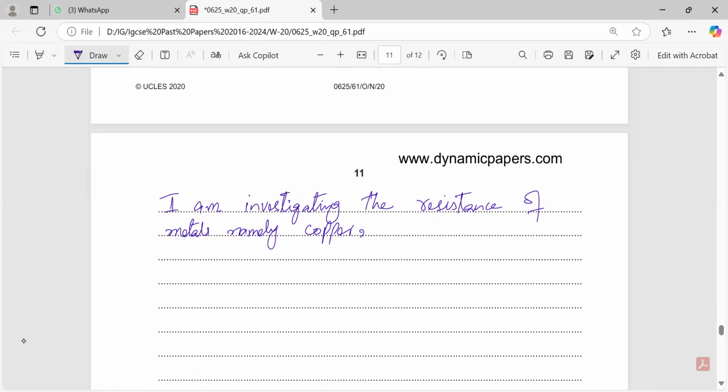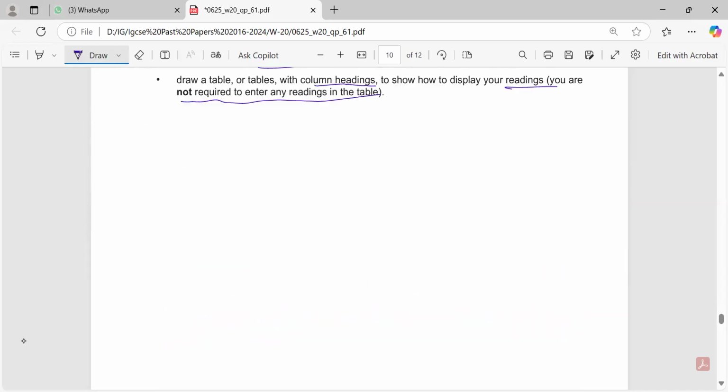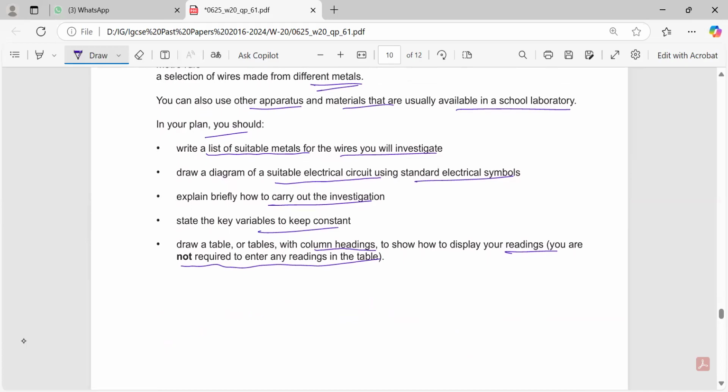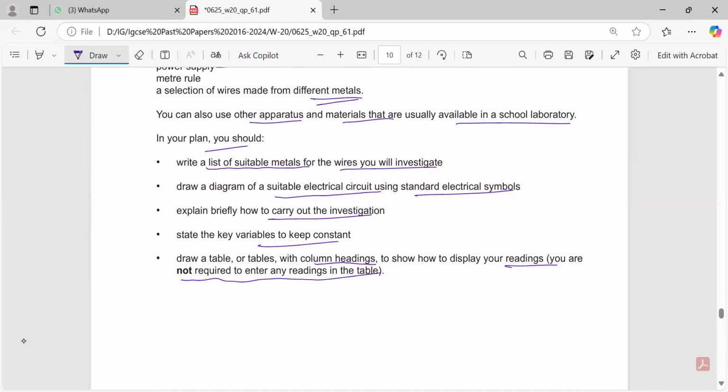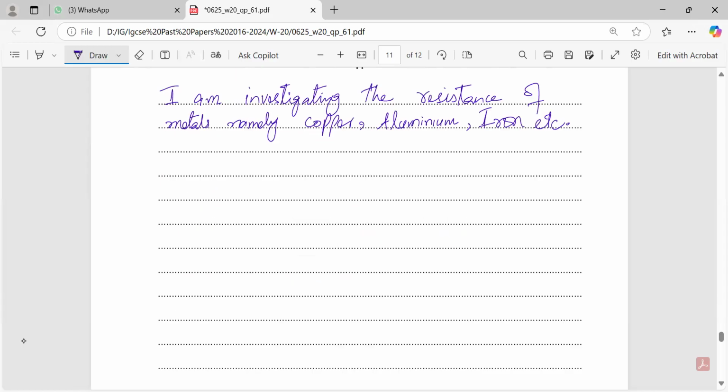At least three names you should give: copper, aluminium, iron, etc. That's okay. Three metals are more than enough. Fine. Then draw a circuit diagram of a suitable electrical circuit. Now see, always start, and here they said power supply. So the power supply symbol is, now I will be writing the circuit diagram.